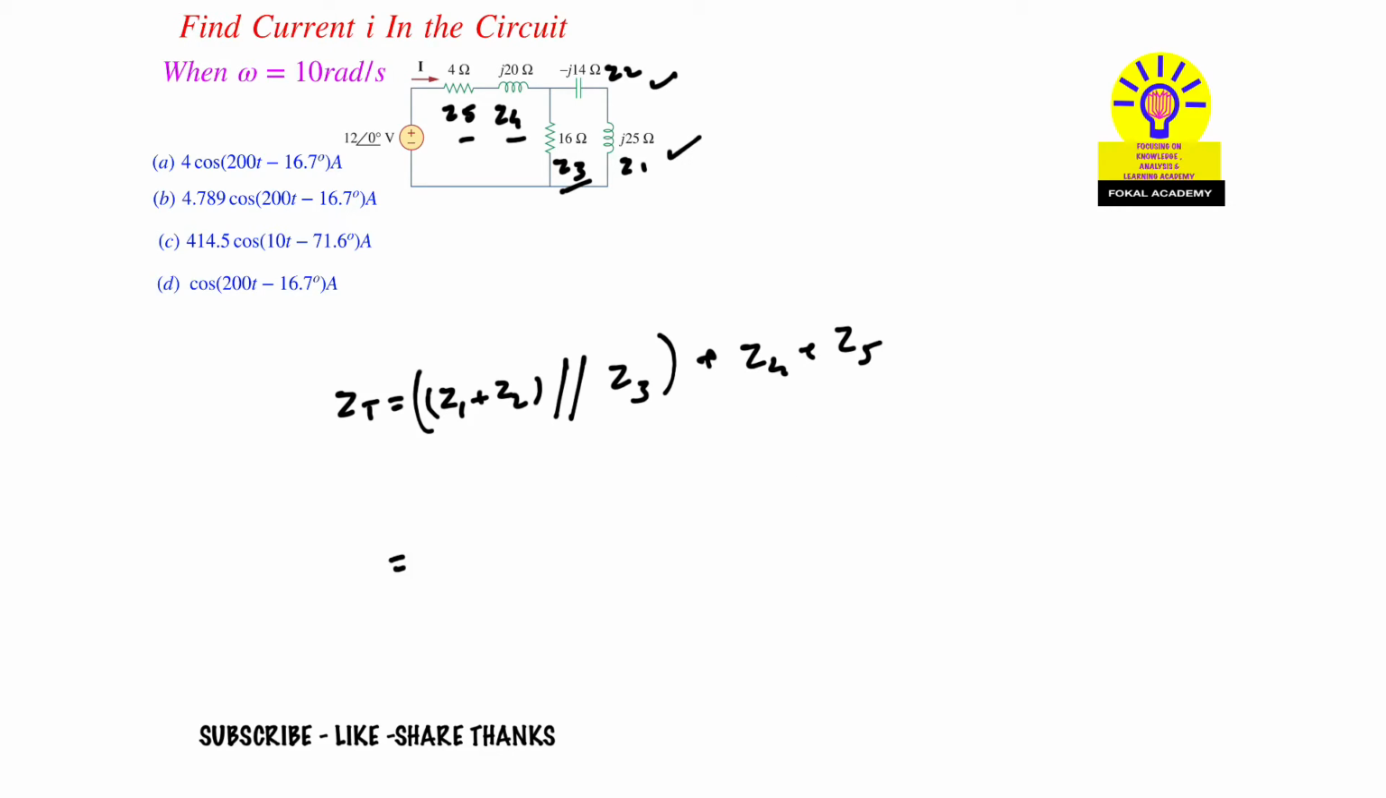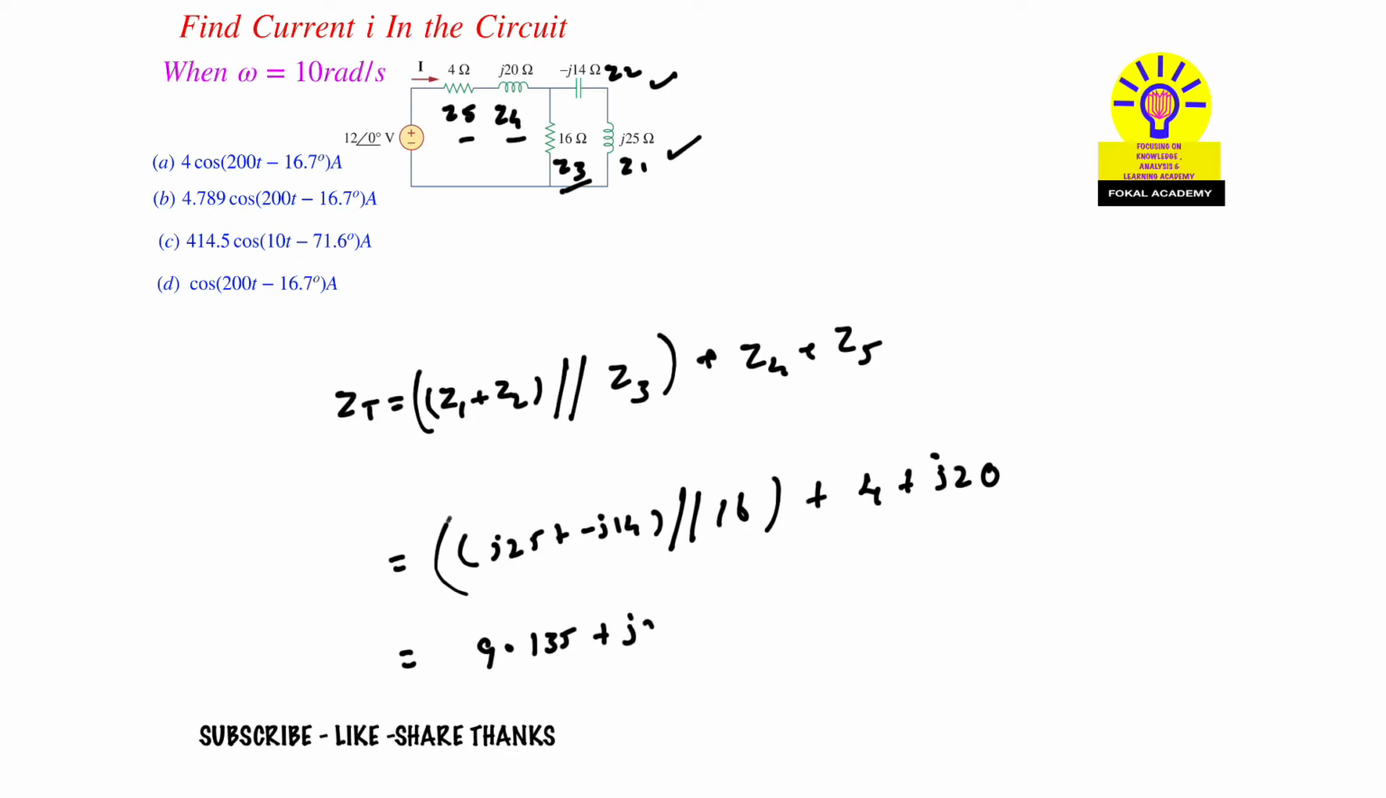So Z1 is j25 plus minus j14, in parallel with 16. This overall is in series with 4 plus j20. By using a calculator, by simplifying this, we will get 9.135 plus j27.47 ohms. This is the overall impedance.